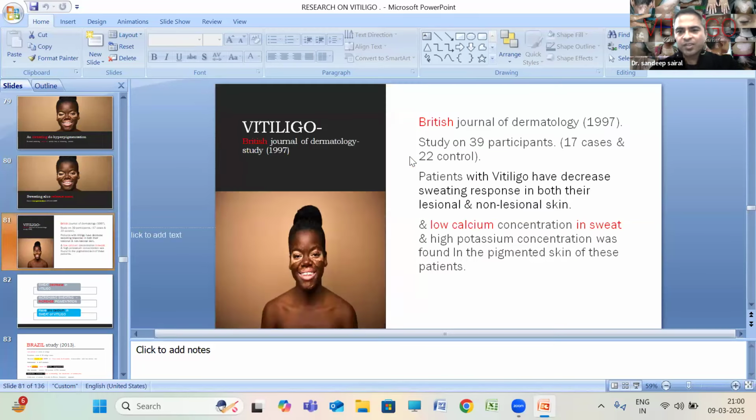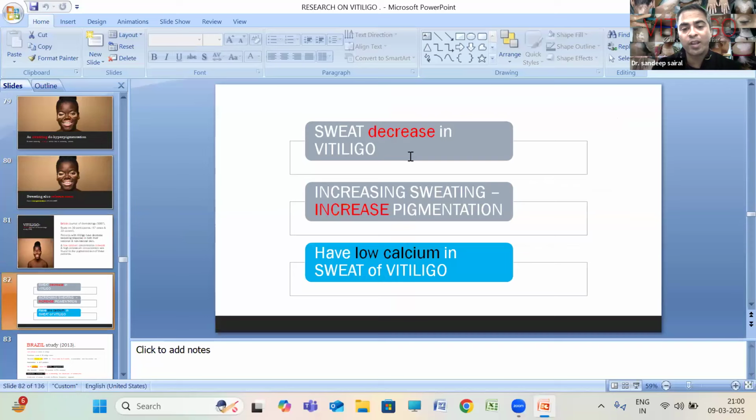Now, let us study this study again. British Journal of Dermatology, 1997, study conducted on 39 participants. There were 17 vitiligo patients and 22 in the control group. First thing we learned is that in vitiligo, there will be low sweating. The second thing, this report says that the sweat also has low calcium. The vitiligo patients' sweat has low calcium, and calcium has some link with vitamin D that we already know.